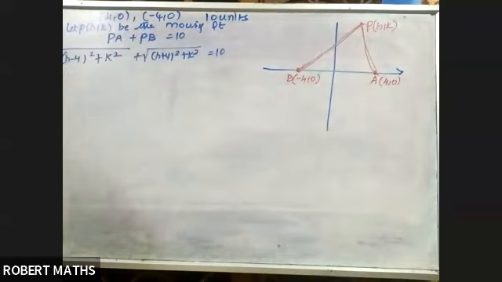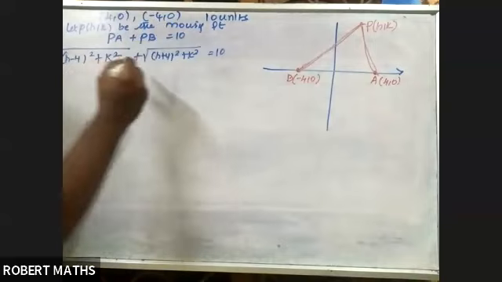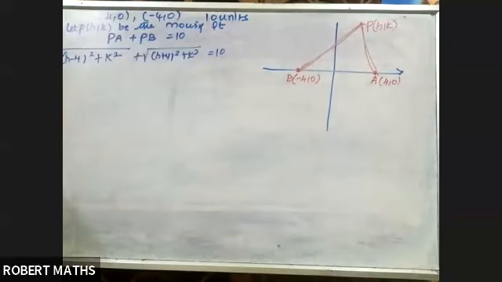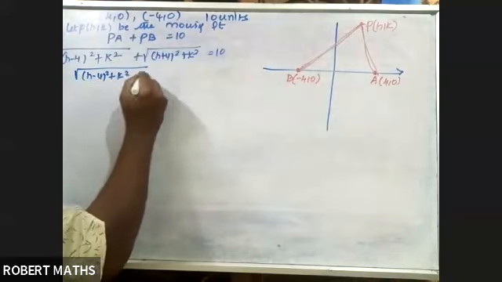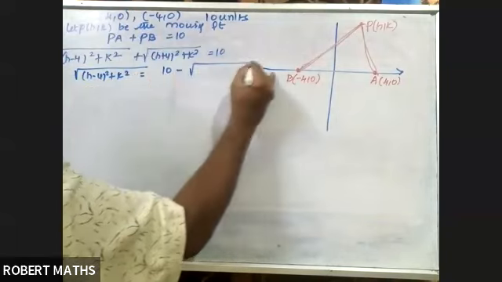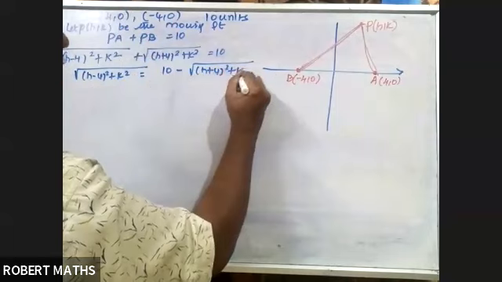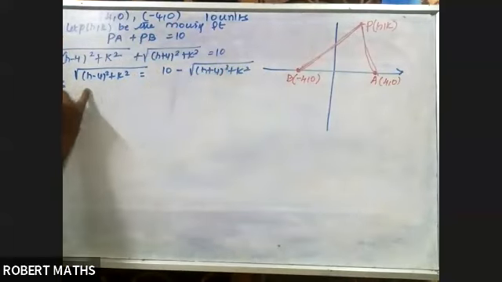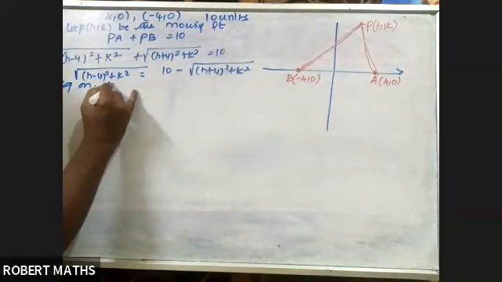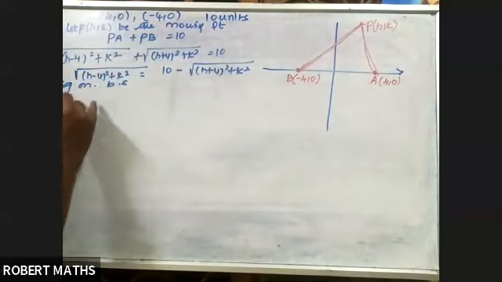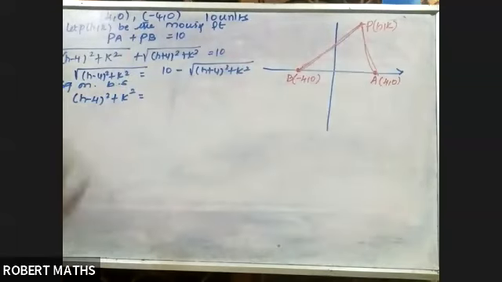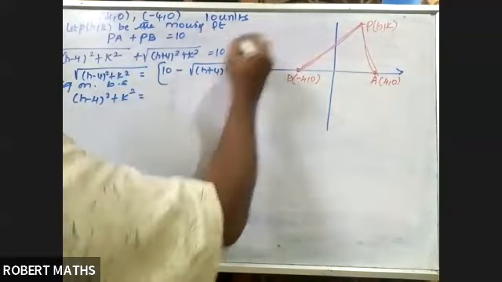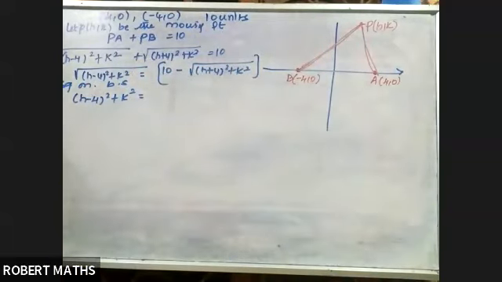So நான் என்ன பண்ண போறேன், squaring on both sides. அதுக்கு முன்னாடி ஏதாவது ஒண்ணுத்த அந்த சைடு கொண்டு போயிடலாம். Now square root of h minus 4 the whole square plus k square is equal to 10 minus square root of h plus 4 the whole square plus k square. Now squaring on both sides, we get h minus 4 the whole square plus k square equals, this is of the form a minus b the whole square. நல்லா கவனிக்கணும்.